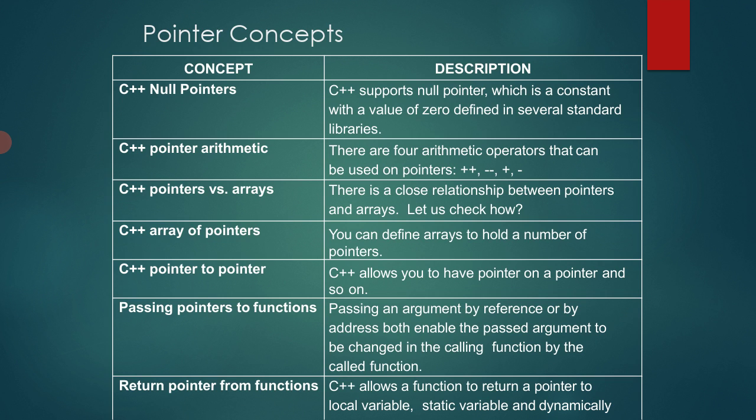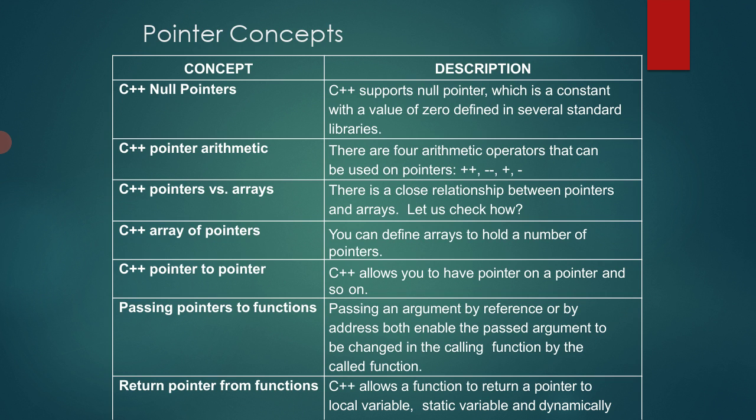C++ pointers versus arrays. Now there is a close relationship between pointers and array. See now how and why there is a close relationship between pointer and array, because in the last lecture we have studied that in case of array we can also call, or we can return the value, or we can refer the element by using pointers, and similarly in pointers we can also pass arrays. So this is the reason that they are very close to each other.